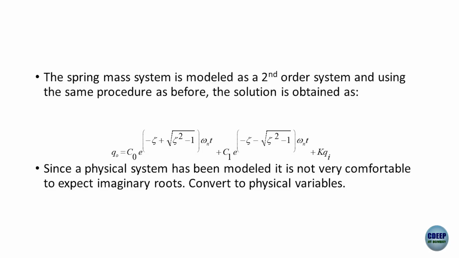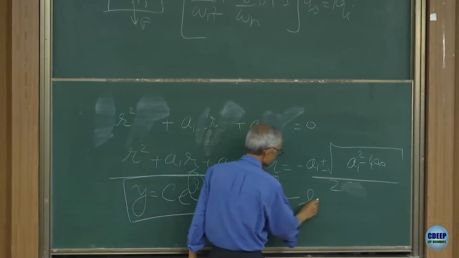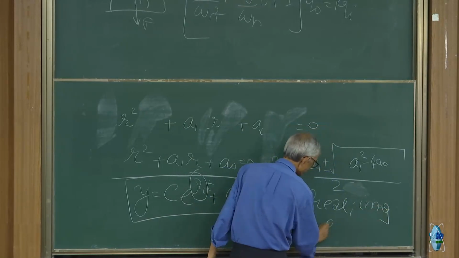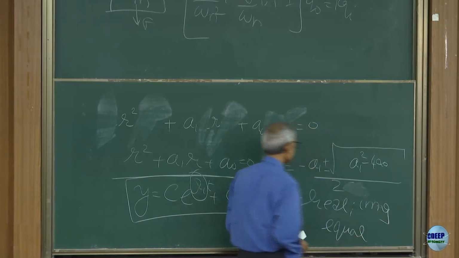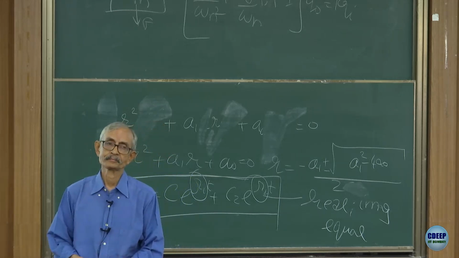But what I'm trying to tell you is that zeta squared can be less than 1, it can be equal to 1, it can be greater than 1. In which case, you can end up with roots of this equation, R1 and R2. These can be real, they can be imaginary, or they can be equal to each other. So that's coming directly from this equation that we have.